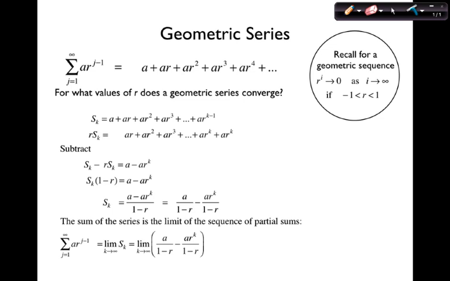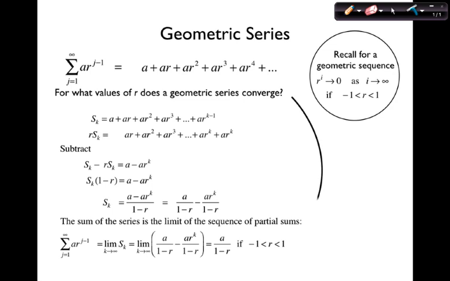Okay, so this then is the geometric sequence. When does this sequence go to 0? This is a geometric sequence, R to the K. As K goes to infinity, when does that sequence go to 0? When R is between -1 and 1. So if R is between -1 and 1, this second fraction goes to 0, and we're left with this, A over 1 minus R. So that's what that sum is.